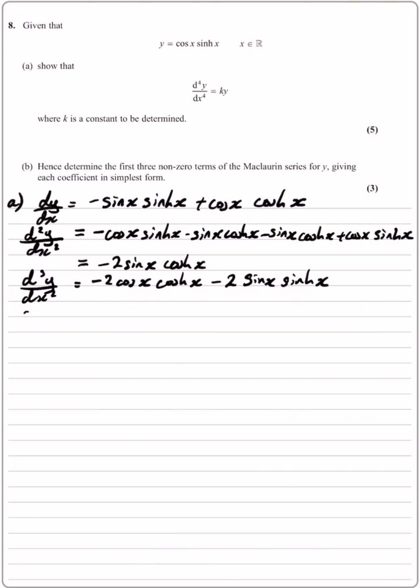Okay, can't do anything else with that, so we differentiate for the final time. Cos x differentiates to minus sine x, so I'll cancel with the minus out the front. Hyperbolic cos of x differentiates to hyperbolic sine of x. And then product rule once more, sine x to cos x. And hyperbolic sine x to hyperbolic cos x.